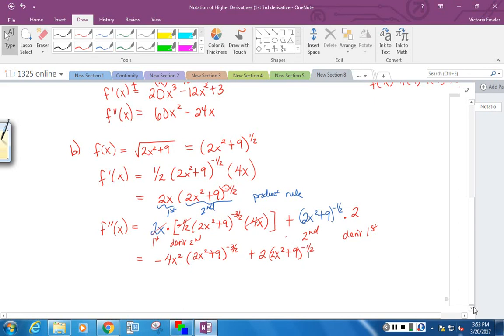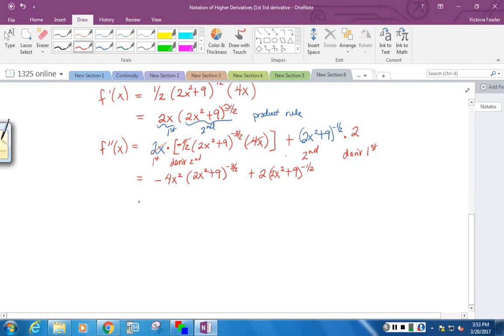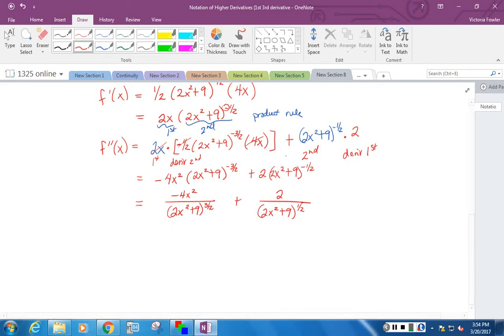So we talked about a moment ago, how could I rewrite this? Well, this is the second derivative. Let's make this look a little bit nicer. Let's get rid of these negative exponents. So I'm going to have a negative 4x squared, and I'm going to move down here this 2x squared plus 9 to the 3/2. I'm going to have my plus the 2, which is over 2x squared plus 9 raised to the positive 1/2. And I go, this probably could be rewritten as a single fraction, so let's find our least common denominator. It looks like our least common denominator would be this 2x squared plus 9 to the 3/2. So that's my LCD.